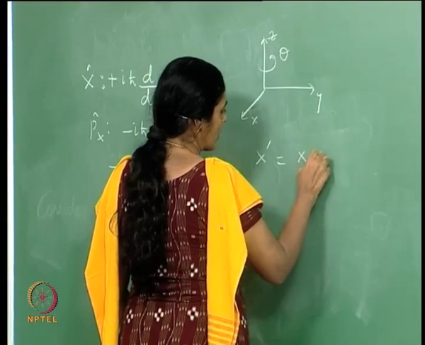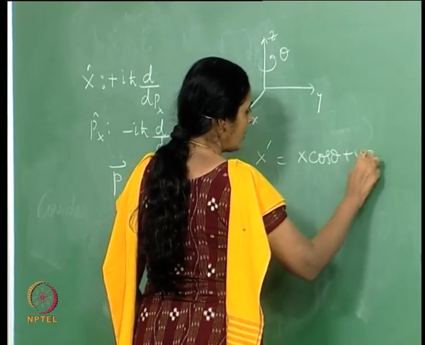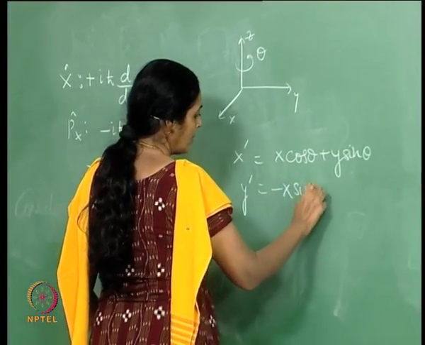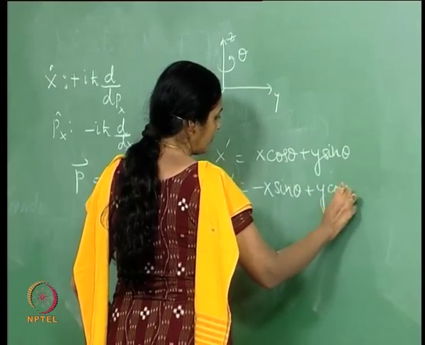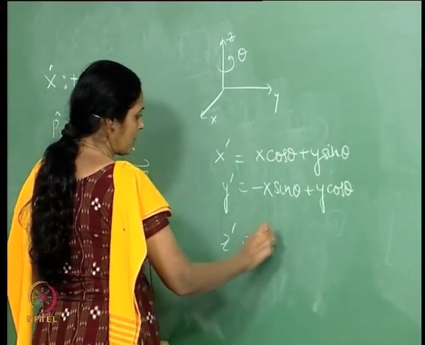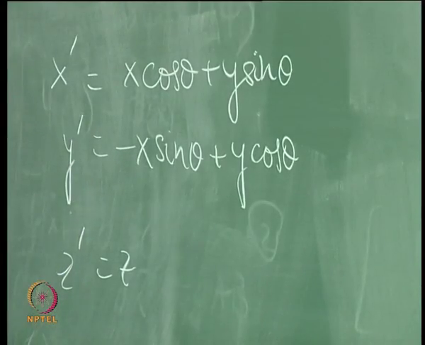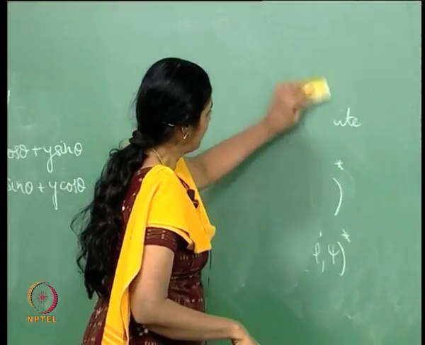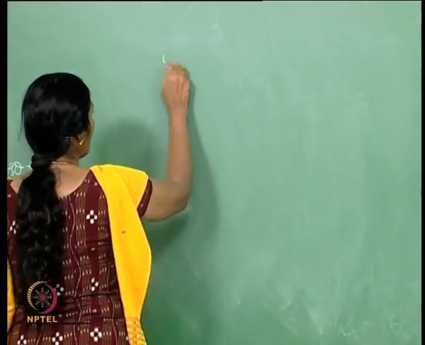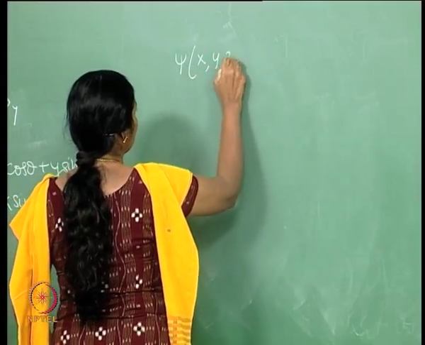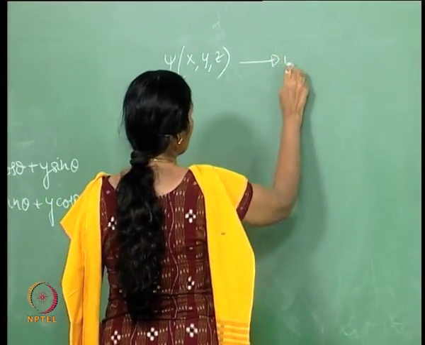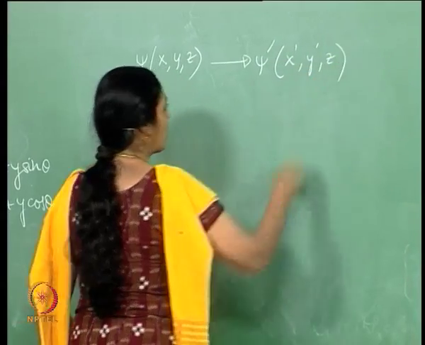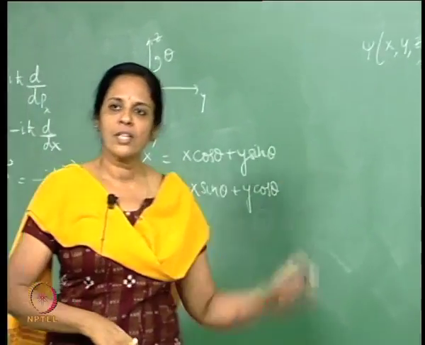We know that x prime is x cos theta plus y sin theta, and y prime is minus x sin theta plus y cos theta, and z prime is the same as z. What happens to a function of x, y, and z? So I consider psi of x, y, z. Obviously, it goes to a function psi prime, which is a function of x prime, y prime, and z prime, but z prime is the same as z.